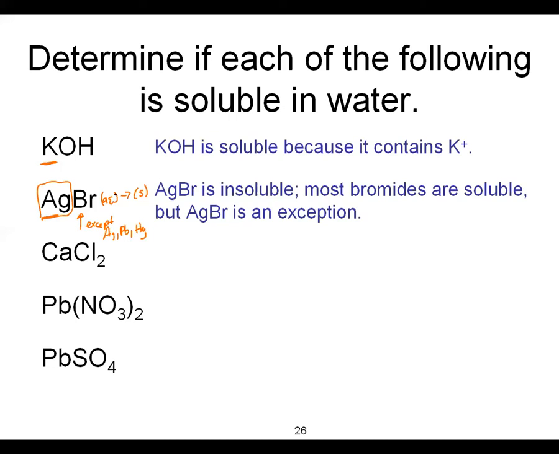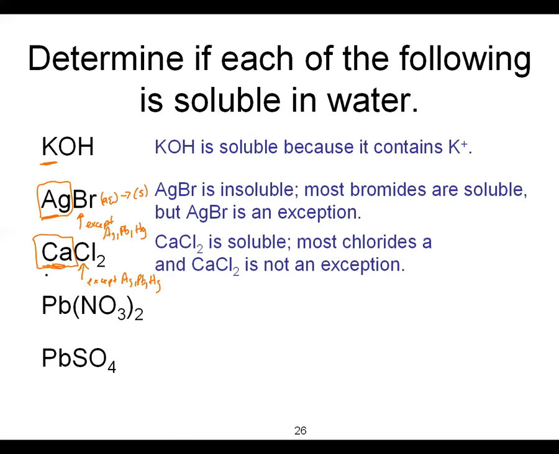Continuing down, our calcium chloride. Again, we may not have to worry about calcium, but as soon as we see chloride, we know it's soluble, just like the bromide, in everything except our silver, lead, and mercury, which in this case, there is none of those. So we would expect calcium chloride to be soluble and get that aqueous symbol next to it.